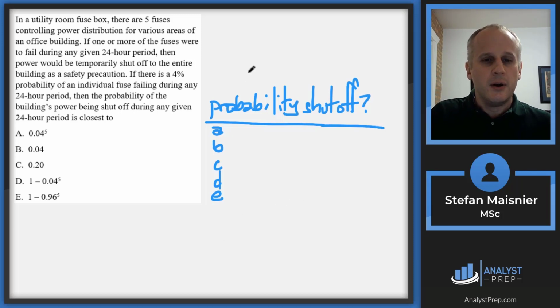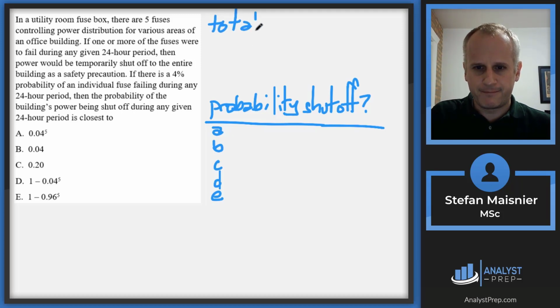So we find that in a utility room fuse box, there are 5 fuses. So total is equal to 5. And we know that if one or more of the fuses were to fail during any given 24-hour period, then power would be temporarily shut off to the entire building as a safety precaution. So there is then a 4% probability of an individual fuse failing.